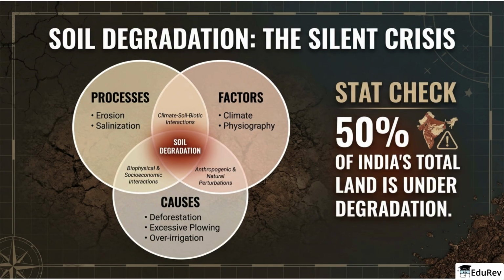The deeper point is that soil degradation happens through interaction. Climate, soil, and biotic systems interact. Biophysical and socio-economic pressures interact. Anthropogenic and natural disturbances combine. And the statistic is serious. About 50% of India's total land is under degradation. That is not a side note. That is a national scale warning.